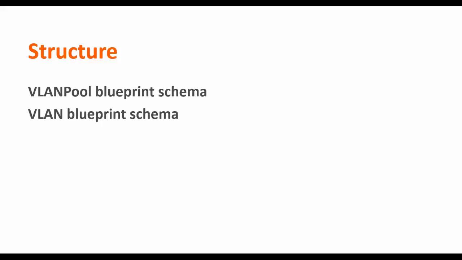The first one is the VLAN Pool blueprint schema, which defines how a VLAN pool is defined in the pod. It has a default starting number and ending number. The VLAN blueprint schema defines how a VLAN should be acquired from a given VLAN pool.